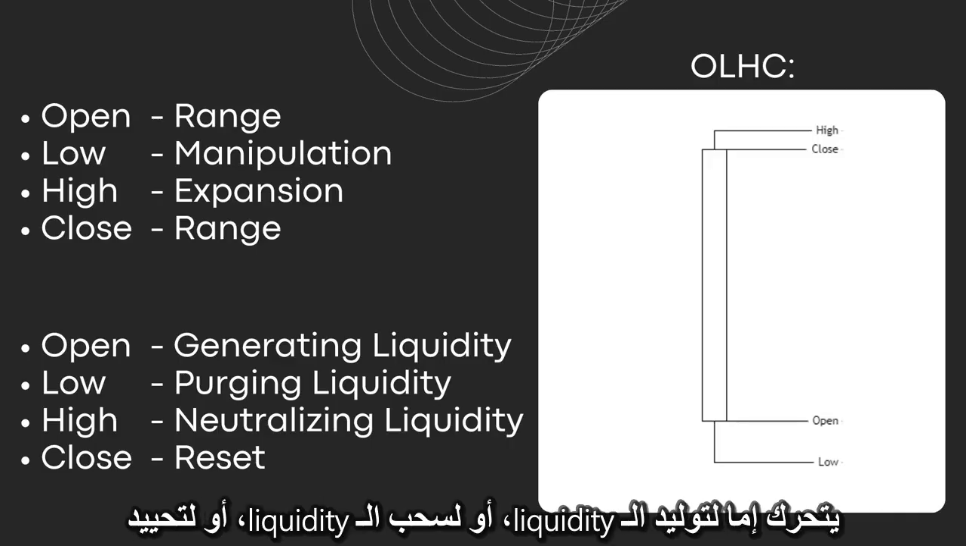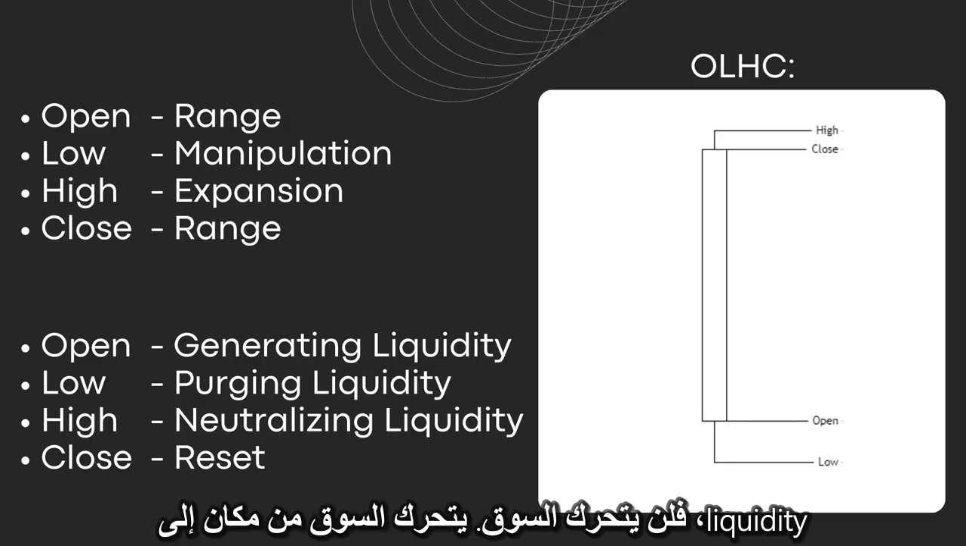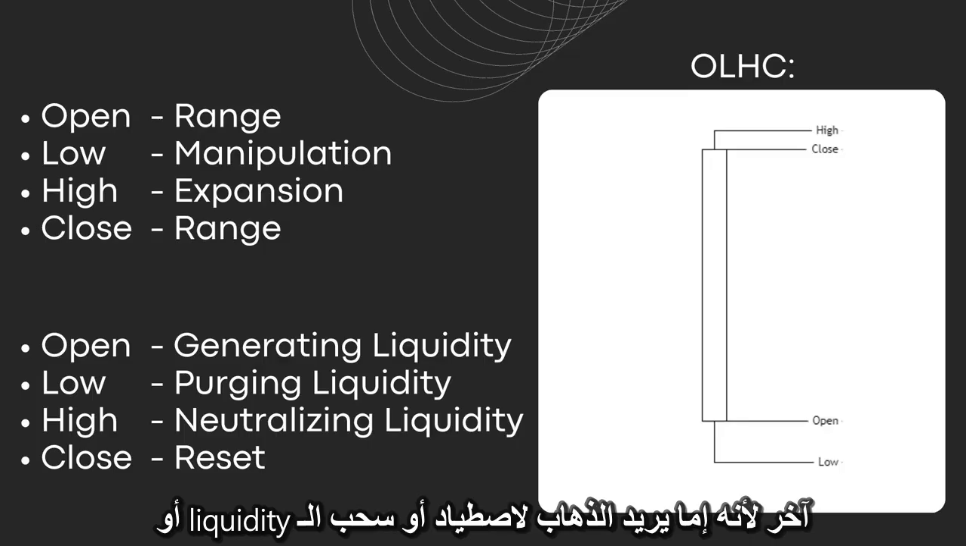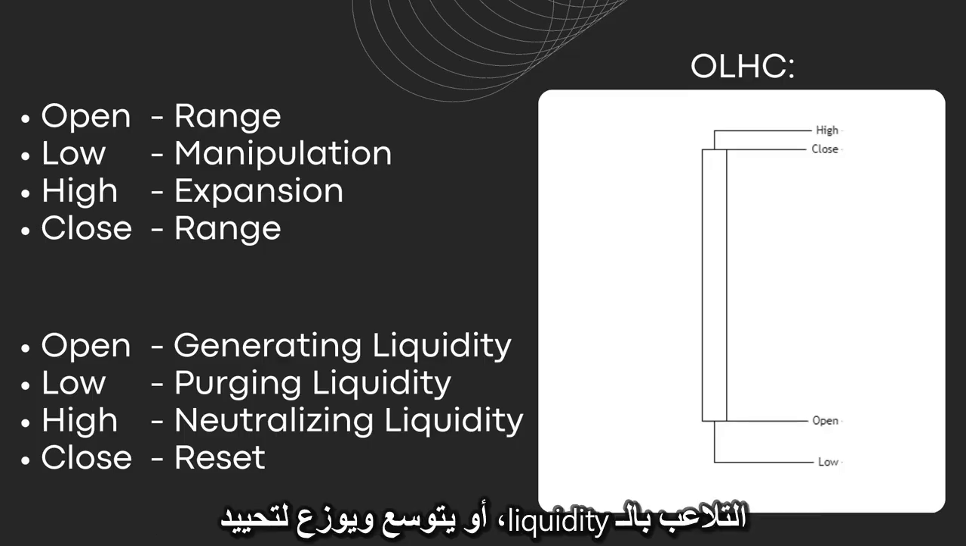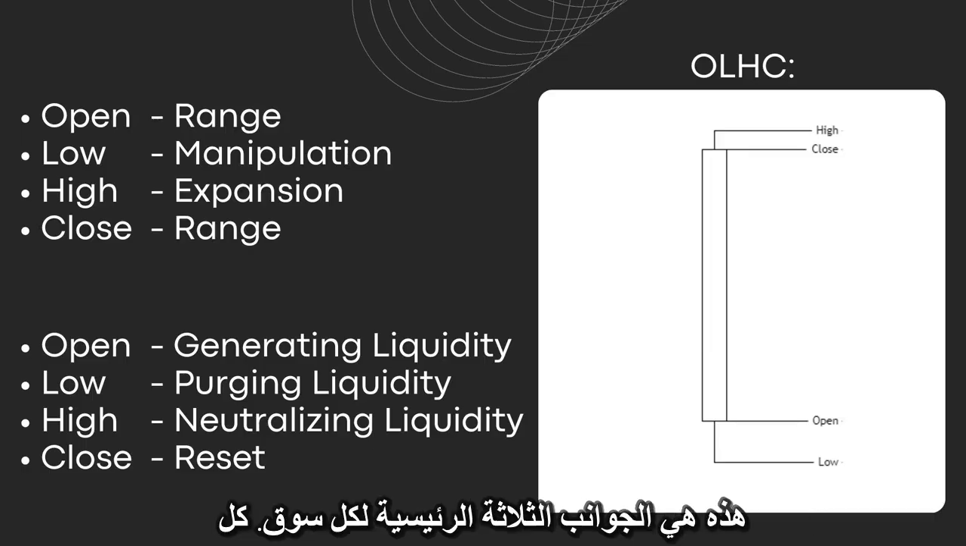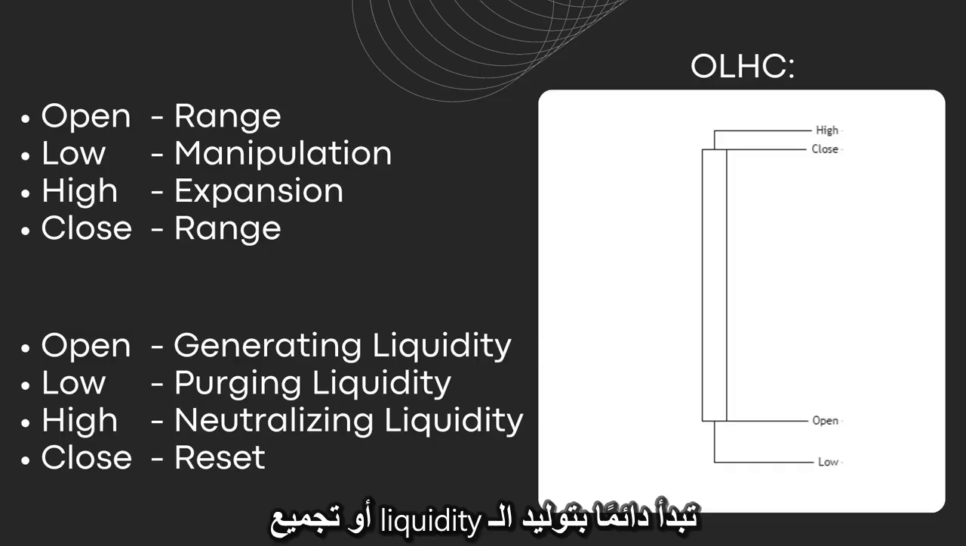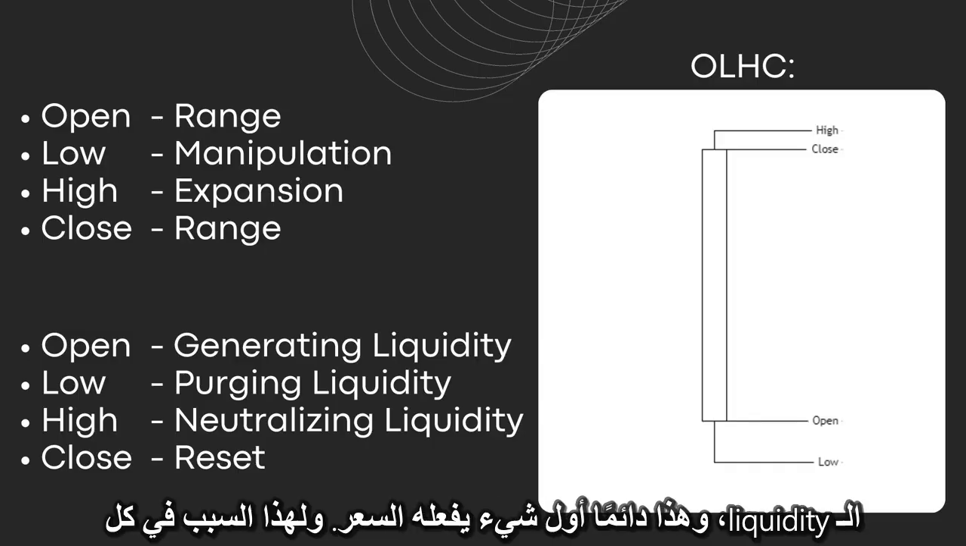The market moves either to generate liquidity, to take out liquidity, or to neutralize liquidity. These are the only things that the market moves for. If there's no liquidity, then the market won't move. The market moves from one place to another because it either wants to go and hunt or purchase liquidity or to manipulate liquidity, or it expands and distributes to neutralize liquidity, or it forms a range to generate or accumulate liquidity, right? These are the three main aspects of every single financial market. So whenever a candle opens, it always starts off with generating or accumulating liquidity, and that's always the first thing price does, right?